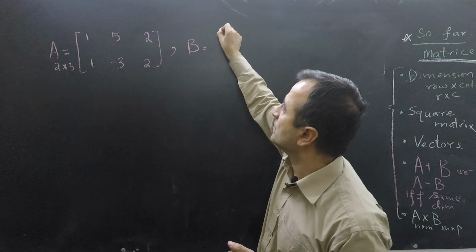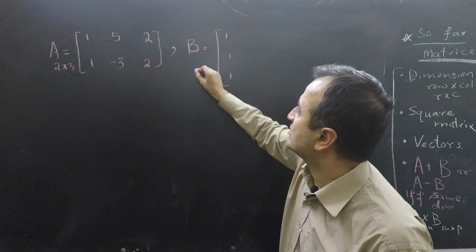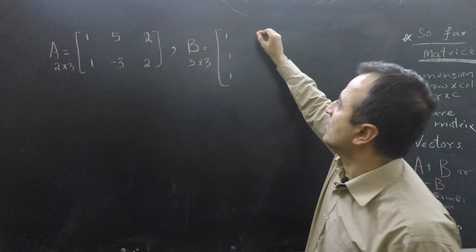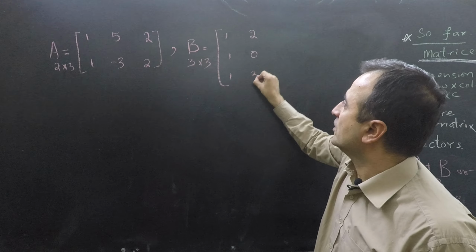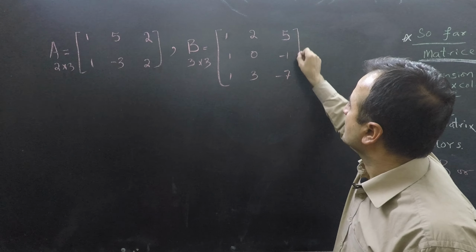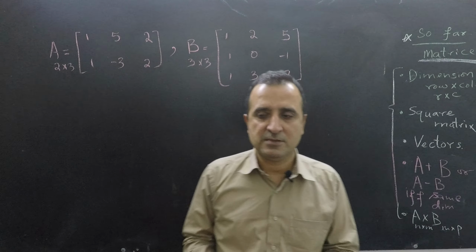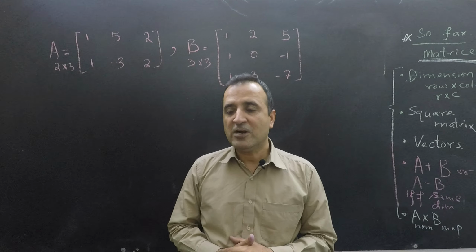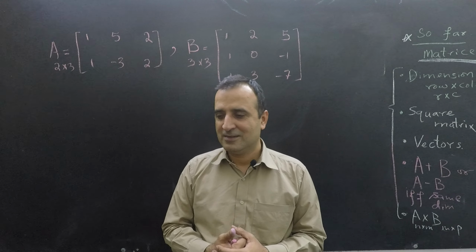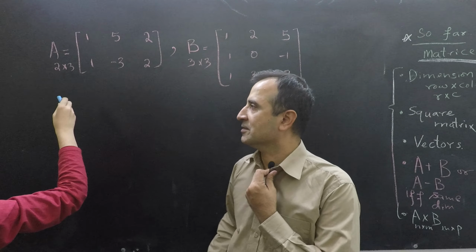So matrix B is 1, 1, 1, 2, 0, 3, and 5, minus 1, and minus 7. Now we have to multiply these matrices. First question: can we multiply these matrices, do they have valid dimensions, and what will be the result of our multiplication? Can you do this example yourself? Yes. So now let's try this example. Let me give you the mic first.